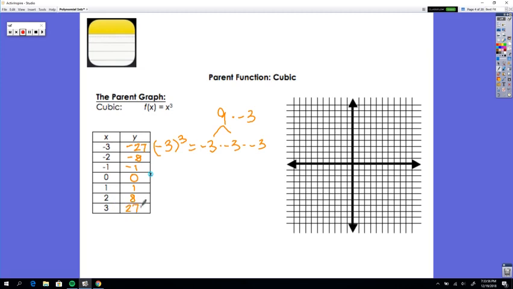Now if we were to graph these points on the graph that we have to the left here, we would have point -3, -27, which would be way down there, so we're not going to be able to graph that on here. We'd have point -2, -8, so we have 1, 2, 3, 4, 5, 6, 7, 8, point here. We'd have point -1, -1, which is right here. We have point 0, 0, 1, 1, and 2, 8. And this is what our cubic function looks like.